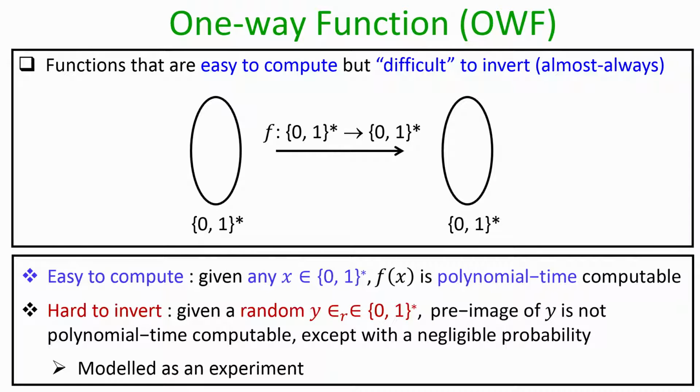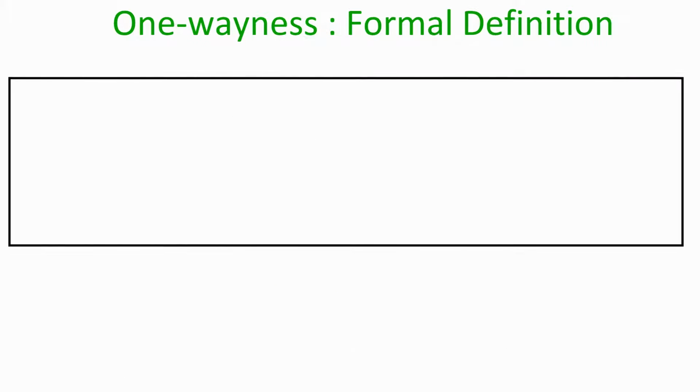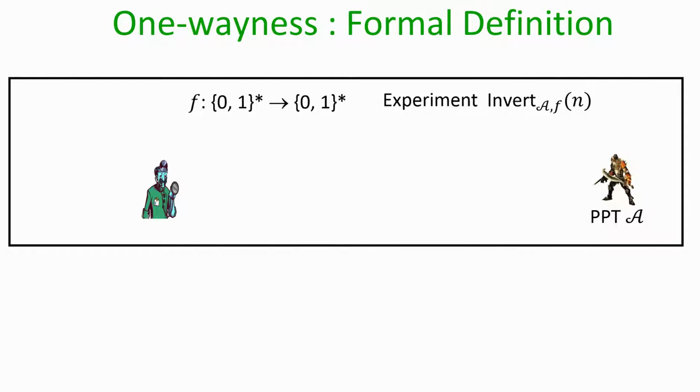namely the requirement is that if you are given a random sample y from the codomain, then finding the pre-image, or one of the pre-images, of this given y in polynomial time should be difficult except with negligible probability, and this property is modeled by an experiment. In this experiment we are given the description of a publicly known function f, and the name of the experiment is Invert, played with respect to a polynomial time algorithm A whose goal is to invert the output of the function on a random sample, and n is the security parameter here.